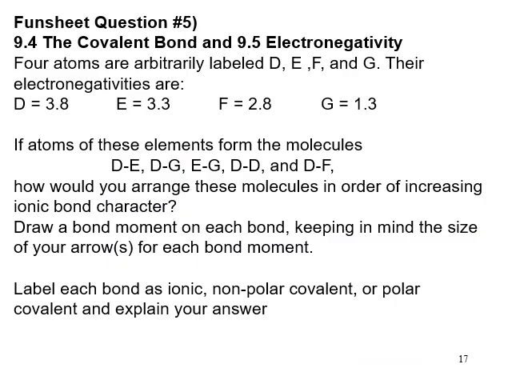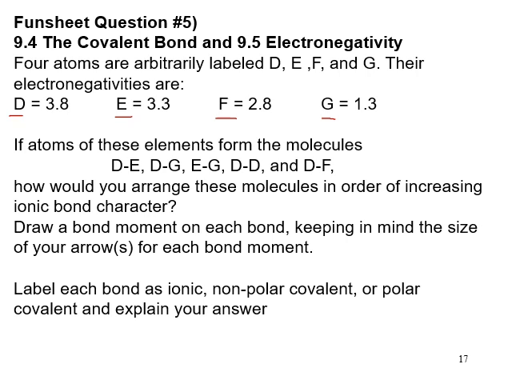So let's look at fun sheet number 5. Fun sheet number 5 is asking about covalent bond and electronegativity. So given 4 atoms that have certain electronegativities as indicated, you're asked, how would you arrange these molecules in order of increasing ionic bond character?